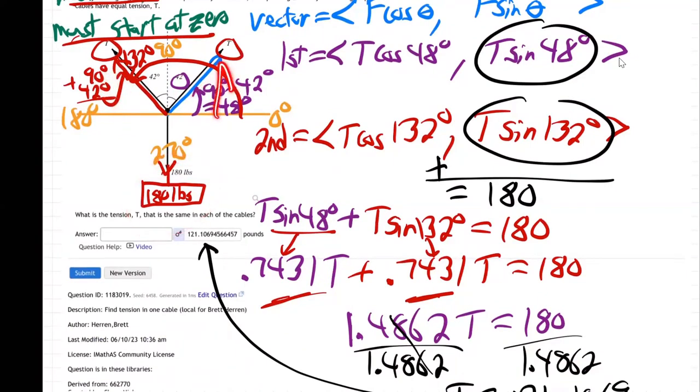You might think, well, yeah, but 121 and 121 is more than 180. Well, it's because it's 121 in this direction. So it's only 90 pounds straight up and 90 pounds straight up, making 180 down. Some of it goes sideways. And so there we go.